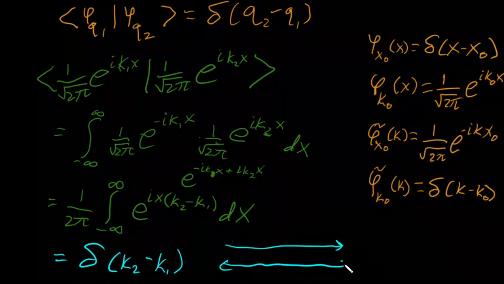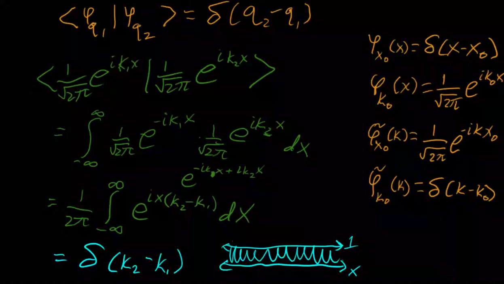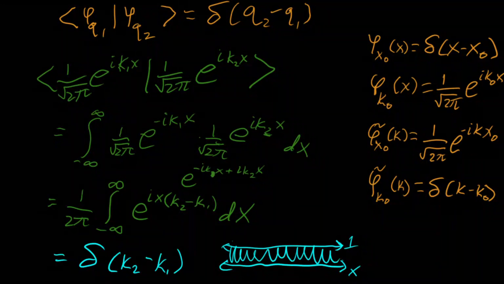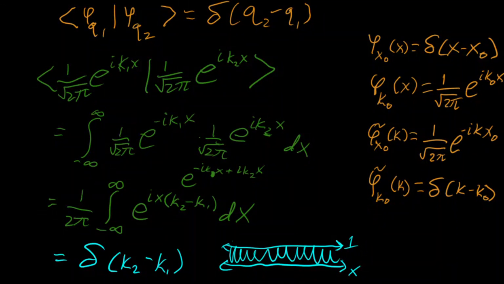So this is our x-axis. This is the function 1. And we're taking this area from negative infinity to infinity. Well, that's obviously infinite, and delta of 0 is infinite. The reason why it's 0 if k2 and k1 are different, I'll leave for the link in the description.